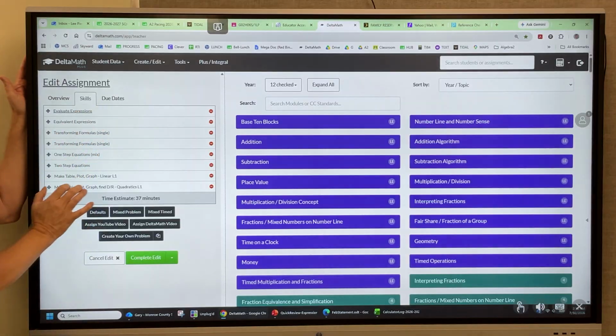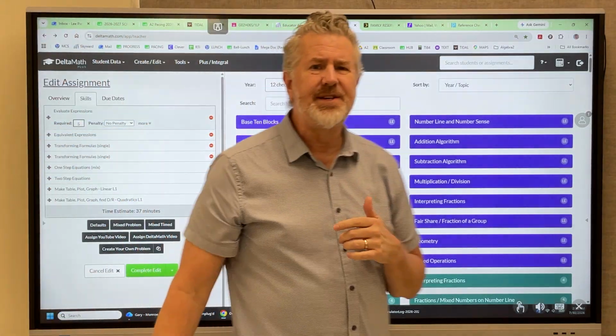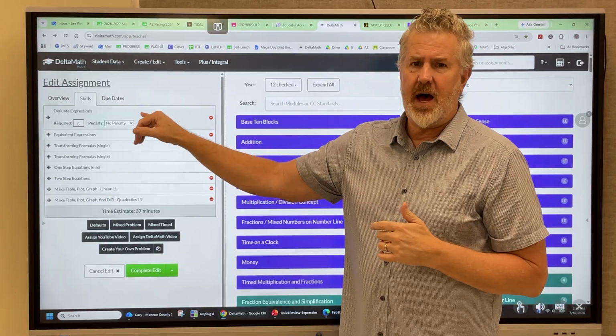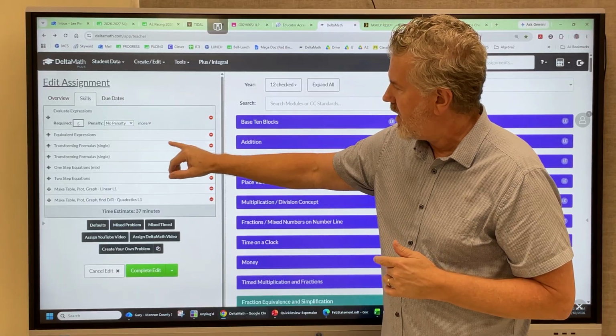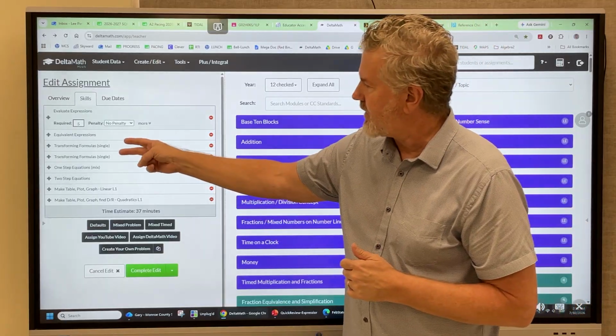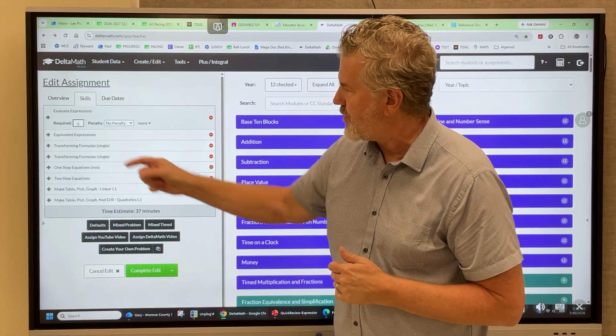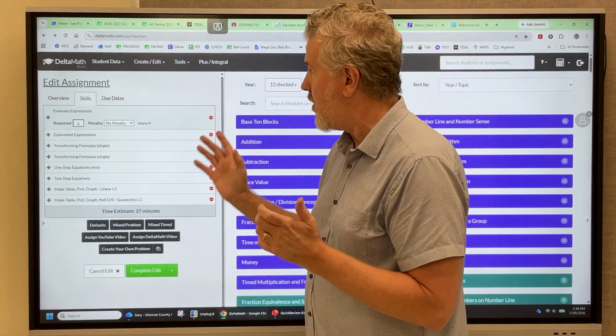Also, one more thing. When you're doing a Delta Math, always start at the top with the skill at the top. This particular assignment has 1, 2, 3, 4, 5, 6, 7, 8 different skills, and actually this middle one is the same. These are just two problems. The whole thing should just take 37 minutes or so.